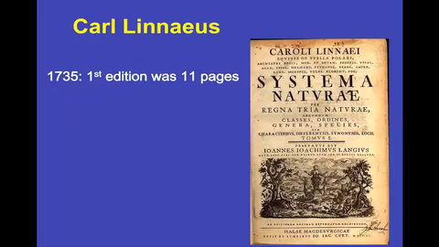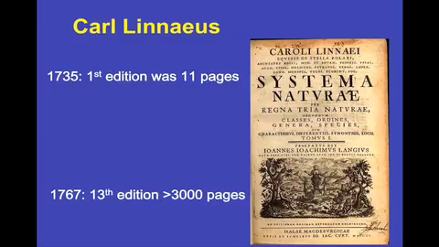Now, Linnaeus is a really cool guy. I mean, we still use his system. And there's a lot really to admire about Linnaeus, a lot. His first edition in 1735 was 11 pages long, just a short little pamphlet. He worked on this constantly his whole life. By 1767, he published his 13th edition. And there were over 3,000 pages listing species and putting them in his classificatory system.